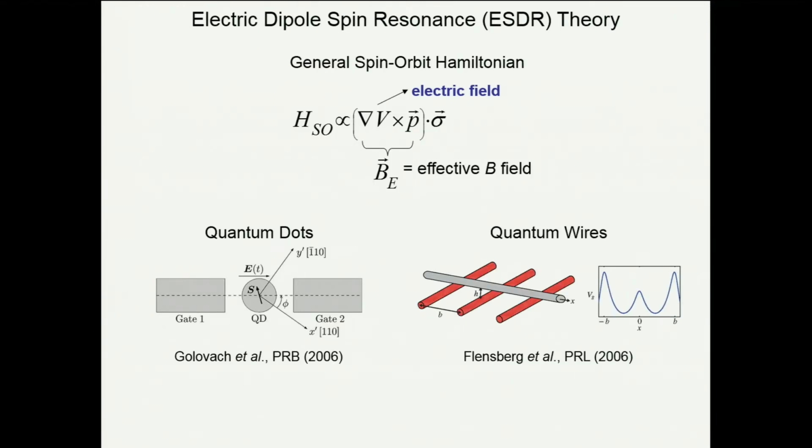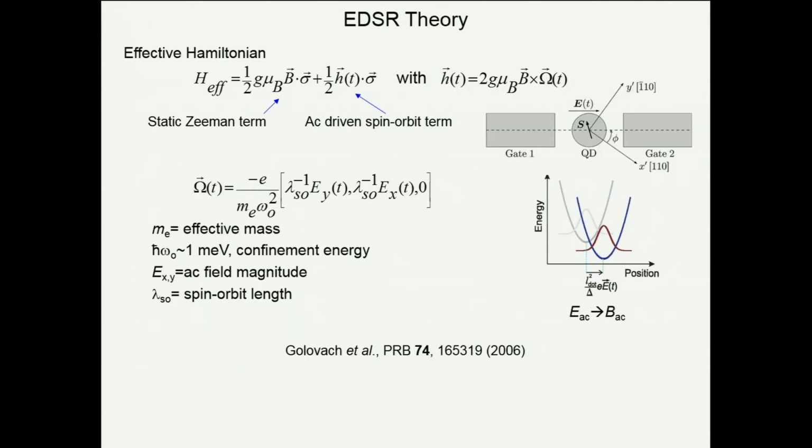And so here's the physics. This is a general spin orbit coupling Hamiltonian. It basically says if we have an electron moving in space with some momentum p in the presence of an electric field, that electric field gets Lorentz converted into an effective magnetic field. And so you can use this effective magnetic field to drive your AC qubit oscillations.